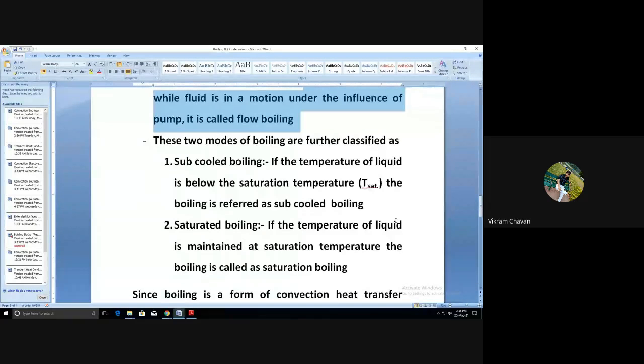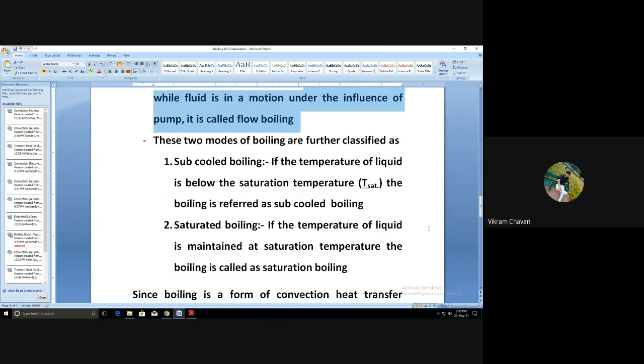Then second one, saturated boiling. In that you can write, if the temperature of the liquid is maintained at saturation temperature, the boiling is called saturation boiling.